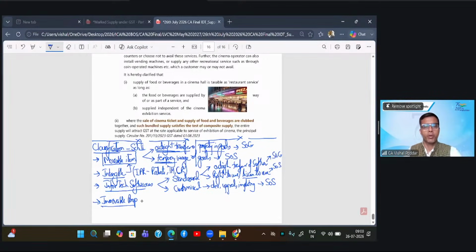Now, in case of immovable, if there is outright sale of land or completed building, it is, students, if you recall, no supply as per schedule 3. Other than this, all transactions of immovable property, like sale of under construction building, correct?